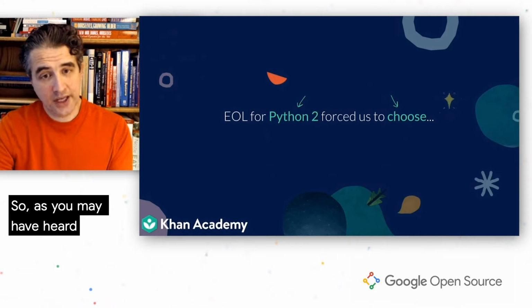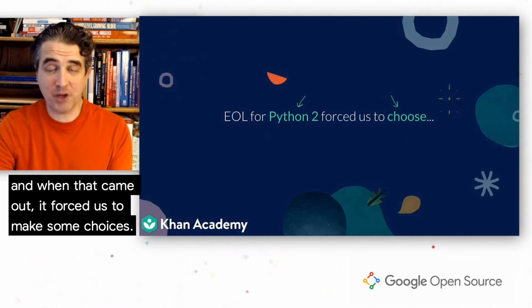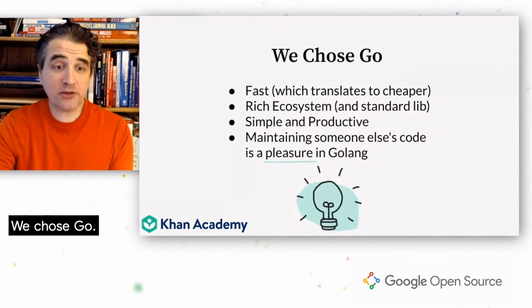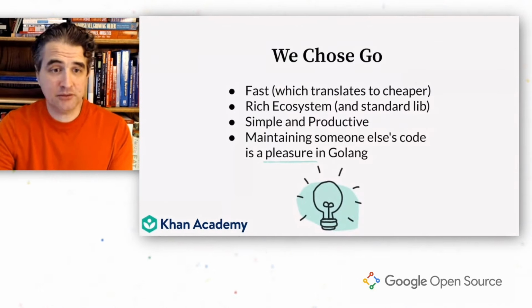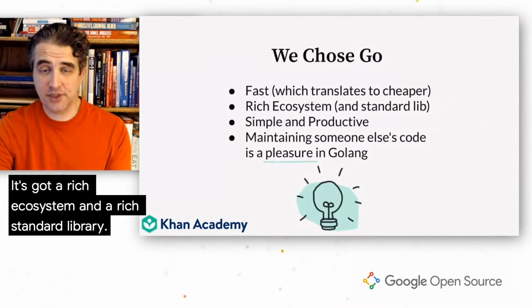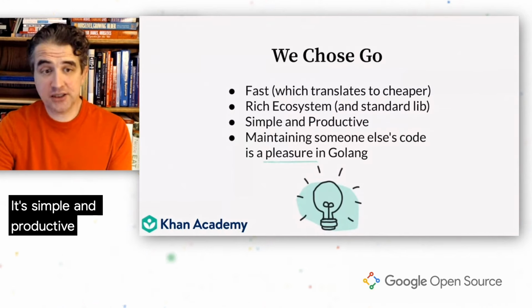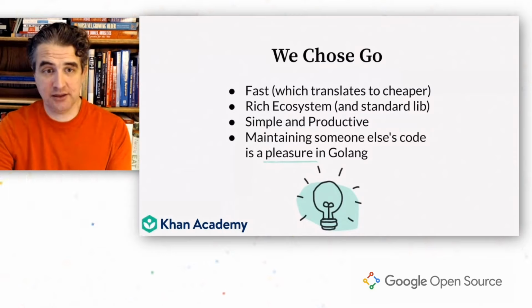So, as you may have heard, there's been an end-of-life announcement for Python 2. And when that came out, it forced us to make some choices. We chose Go. It was fast, which translates to cheaper. It's got a rich ecosystem and a rich standard library. It's simple and productive, and maintaining someone else's code is a pleasure in Golang.